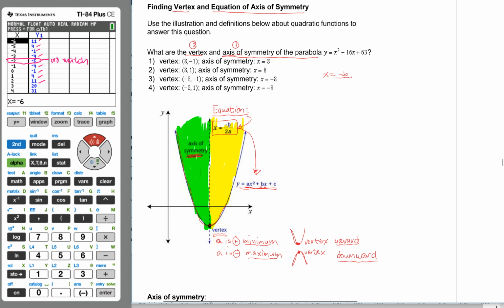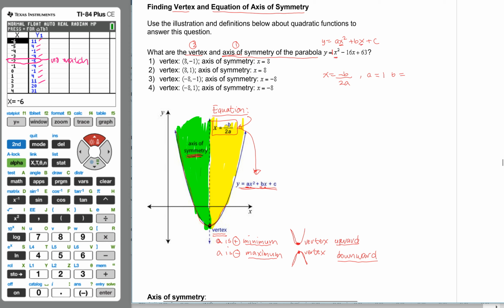negative b over 2a. So we need to identify what is the value of a and what is the value of b. Now here, you have to make sure that the given equation is in standard form. So let's see, you have y equals ax squared plus bx plus c. So by comparison now, I'm looking at x squared. The number before x squared, when there's no number, it is understood to be 1. So I would say a is equal to 1.